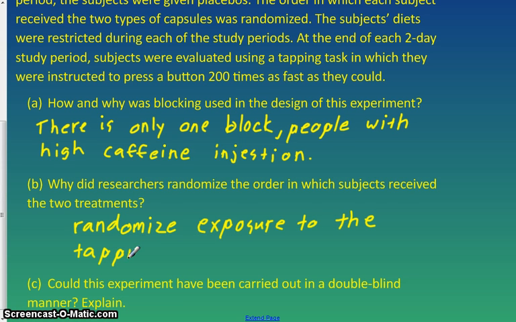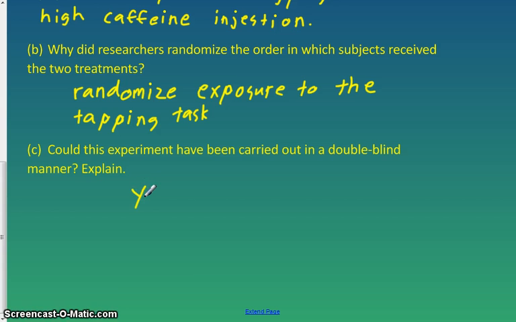All right, and then finally, could this experiment been carried out in a double-blind manner? Yes. Yes. All right, and we got to go ahead and wrap it up. But you definitely could have made sure the researchers weren't aware and that they were collecting these results anonymously. Great job. We'll wrap it up.